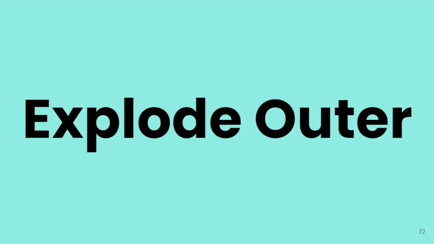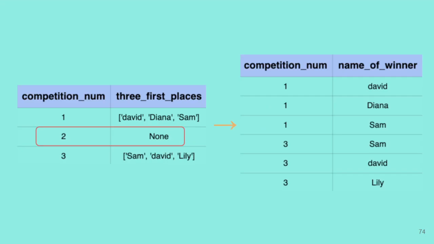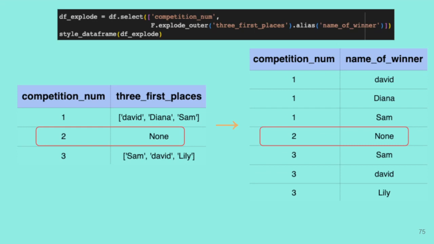Explode outer. Continuing on the subject of exploding, what if you have nulls in the array column which you are exploding? Well, with regular explode, you lose these lines. But with the explode outer command, you can maintain these lines.